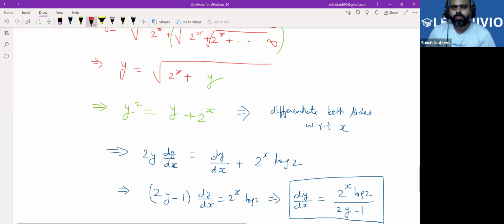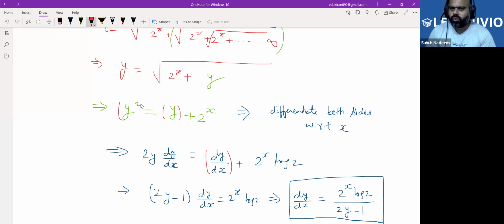Sir, y is 1. Yes, sir, the differentiation. No, it is dy by dx. If you differentiate y with respect to x, you get dy by dx.